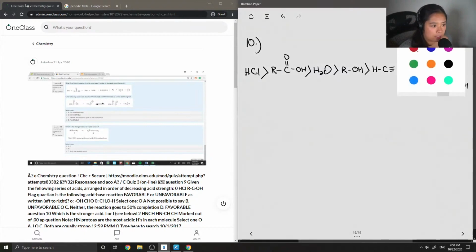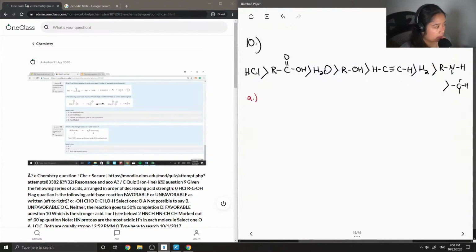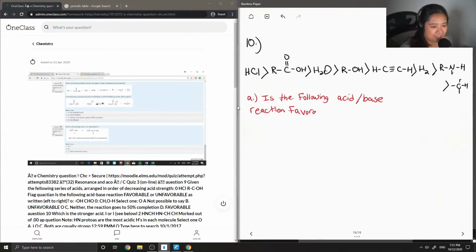Okay, so part A is asking, is the following acid-base reaction favorable or unfavorable? Just so we can all read it.